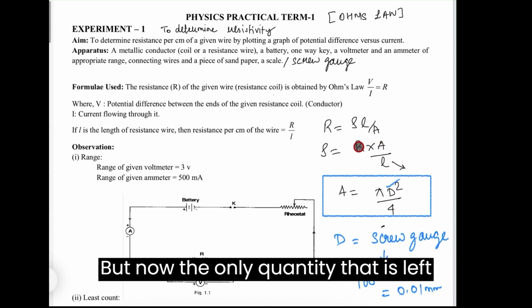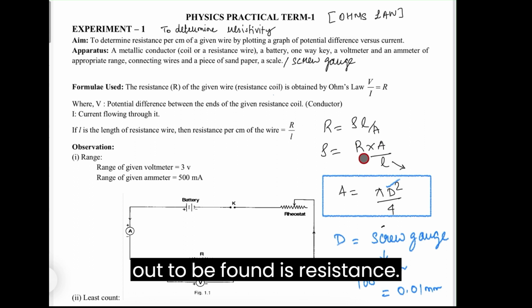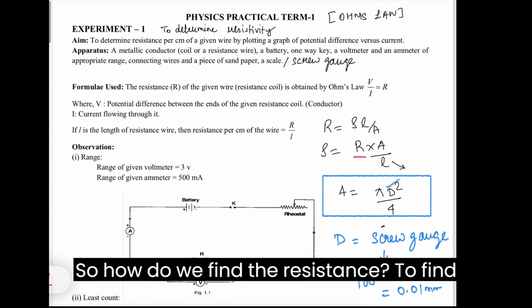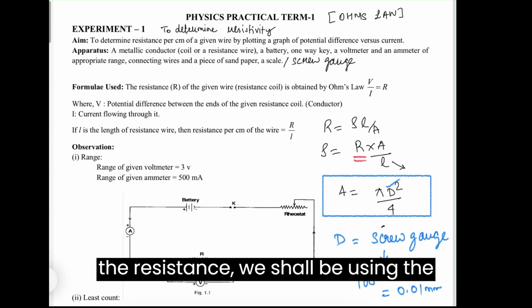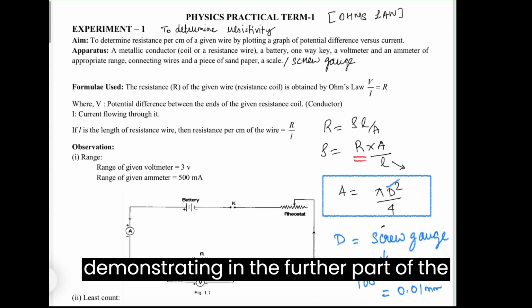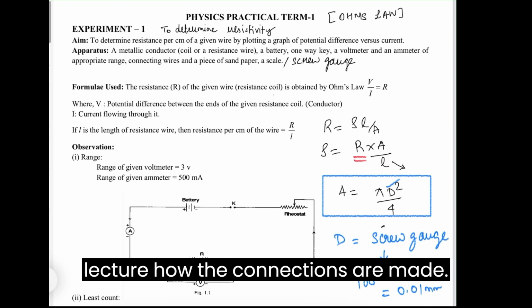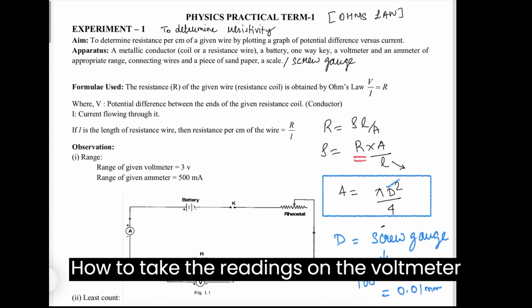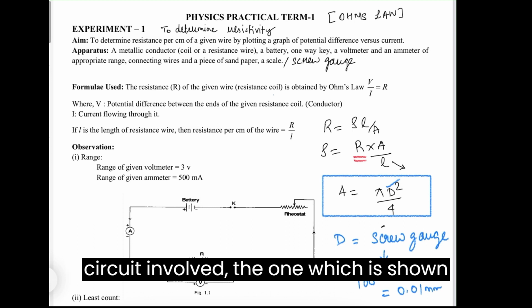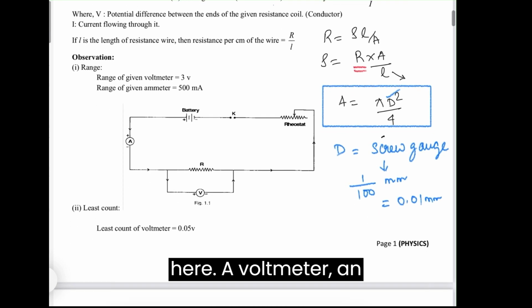But now the only quantity that is left out to be found is resistance. So how do we find the resistance? To find the resistance, we shall be using the apparatus as shown here. I shall also be demonstrating in the further part of the lecture how the connections are made and how to take the readings on the voltmeter and ammeter. But this is the basic circuit involved, the one which is shown here.